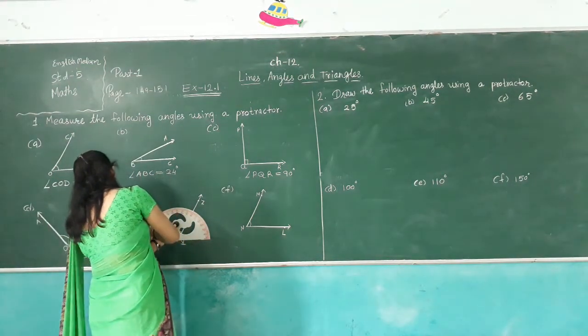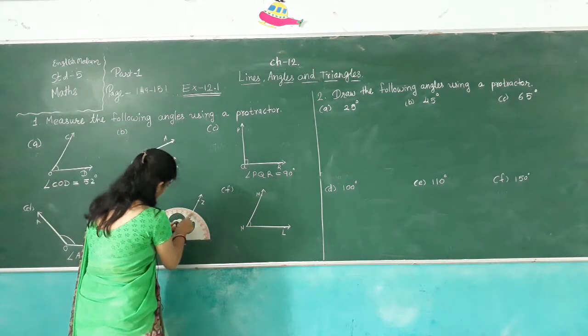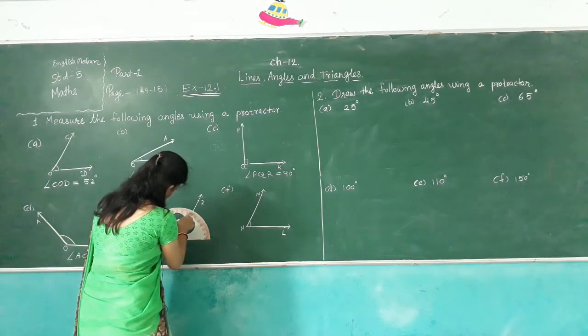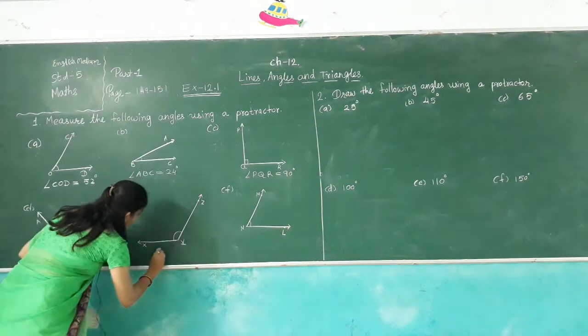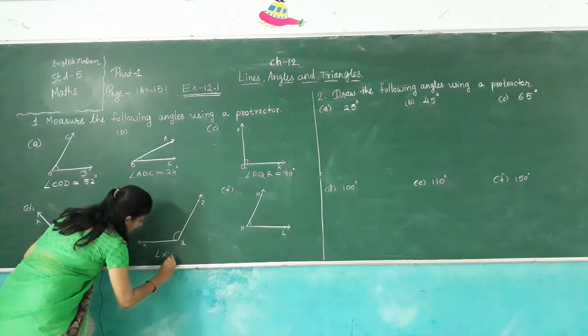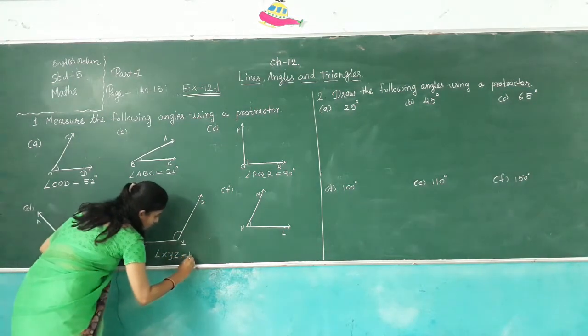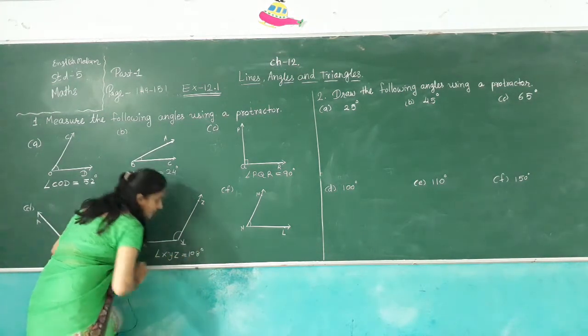Same as before, first keep the arrow on the vertex, then the baseline, then check the outer side scale, 0 to here 100, then 5, 6, 7, 8. So angle XYZ is equal to 108 degrees.